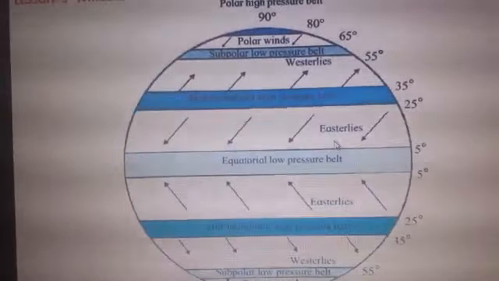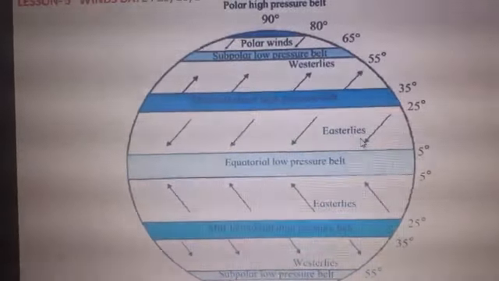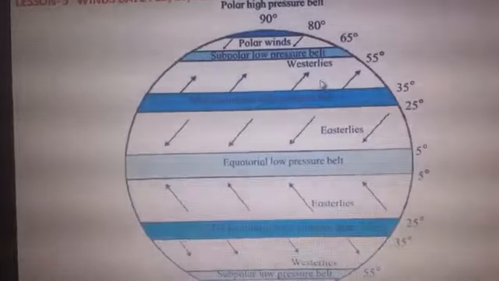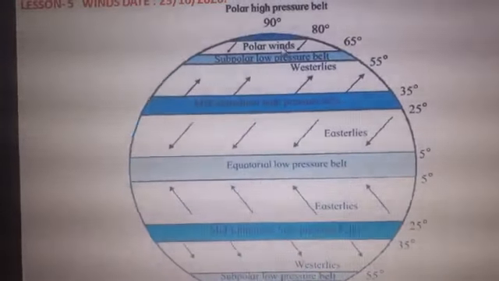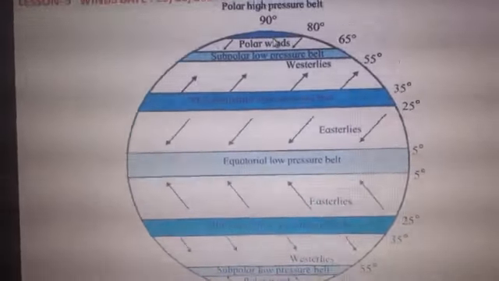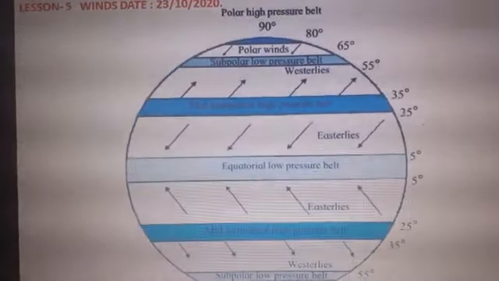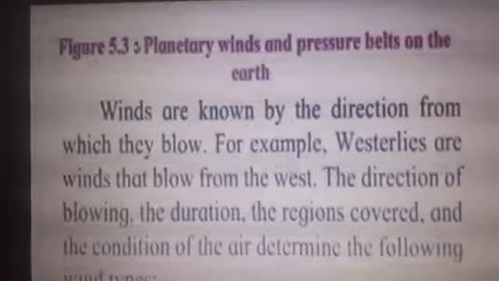Now you can see here easterlies, winds blowing from the eastern direction. Then we have the westerlies and we have the polar winds. We will study this in detail. Let us see the next slide. This is page number 22, and here you observe figure 5.3. This is the figure 5.3 which we have to observe, and you have to answer the questions.